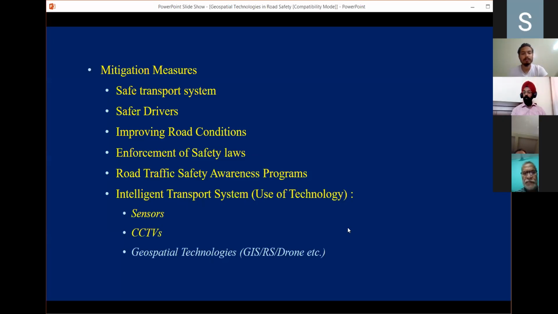So from the road accident data, I moved to why this topic is important, why this type of seminars or workshops are important. Now I am moving towards geospatial technologies, and how their role comes into the picture. So I am going to discuss this technology also.